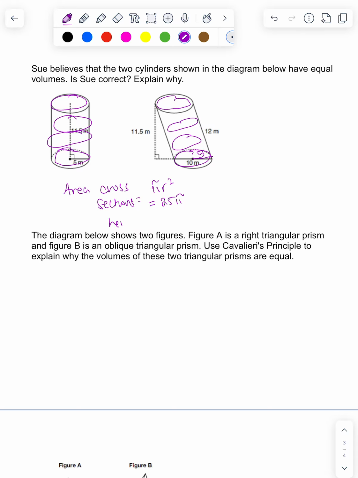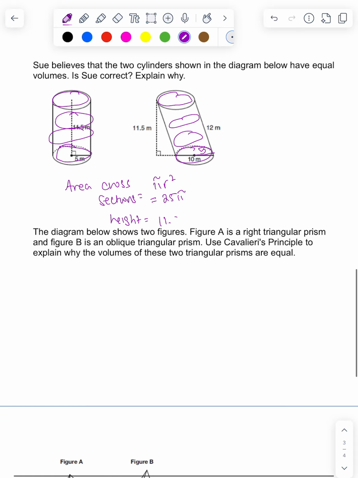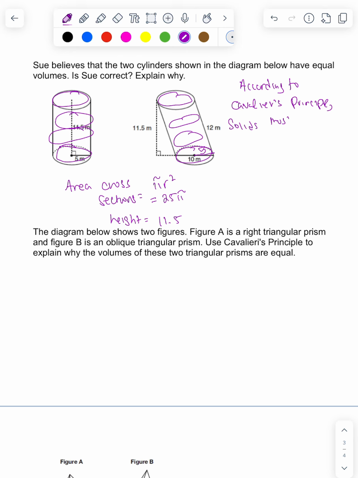And the height is both 11.5. According to Cavalieri's principle, solids must have the same cross-sectional area and the same heights to have the same volume.